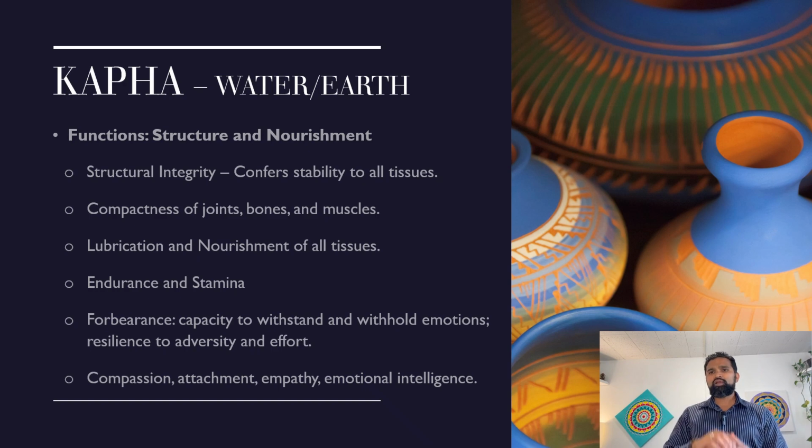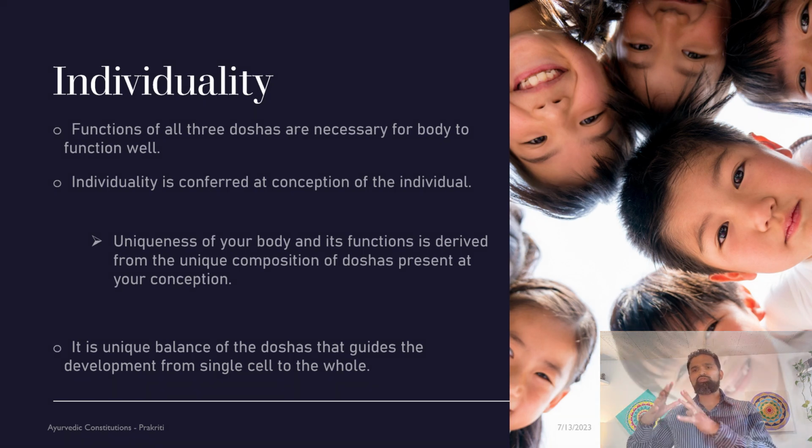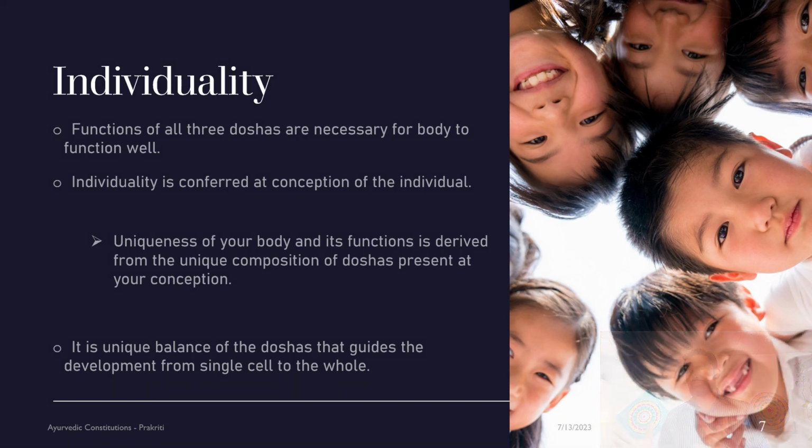All the three come together to support the function of life in the brain and the body. And in turn, they make up our constitution. This constitution, our individuality, is based on the composition of these three phenomena at the time of conception. And so, from the single cell of the embryo, this pattern is replicated and evolved into the whole individual. That is you.